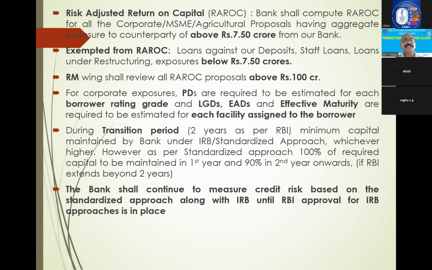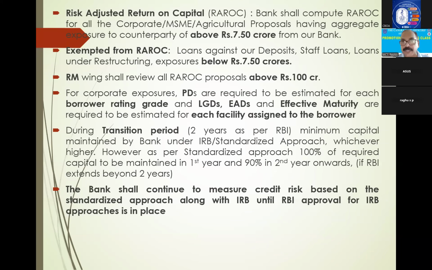Next, risk-adjusted return on capital, RAROC. So again, risk-based pricing we are doing. Basing on that risk-adjusted return on capital, for this capital, how much return we are getting after adjusting your risk. That will be calculated at head office. But for current year exam purposes, what is the cutoff limit for calculation of RAROC?